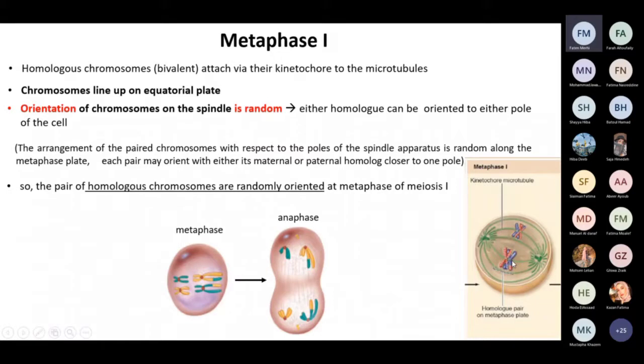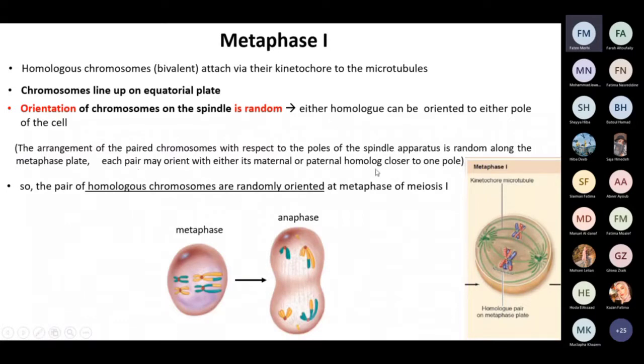Okay, and this random orientation will allow an increase in the variety or in the diversity of genetic material in the daughter cells. We will see how in the anaphase, okay? So the orientation of chromosomes on the spindle is random, which means the arrangement of the paired chromosomes with respect to the poles of the spindle is random along the metaphase plate. Each pair may orient with either its maternal or paternal homologue closer to one pole.